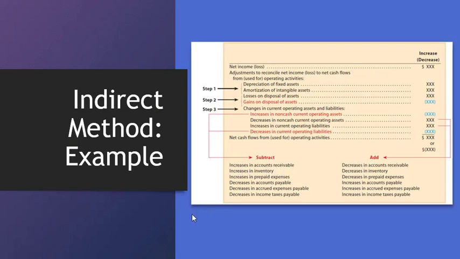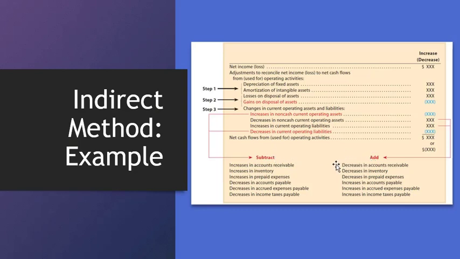Let's think about what accounts receivable represents. Accounts receivable represents customers who owe us money. Well, if accounts receivable increases, that means that fewer people have paid their bills to us. Fewer customers are paying us. If fewer customers pay us, does that have a positive or a negative effect on cash flow? Well, if fewer people are paying us, that's a negative. That's why it's subtracted.